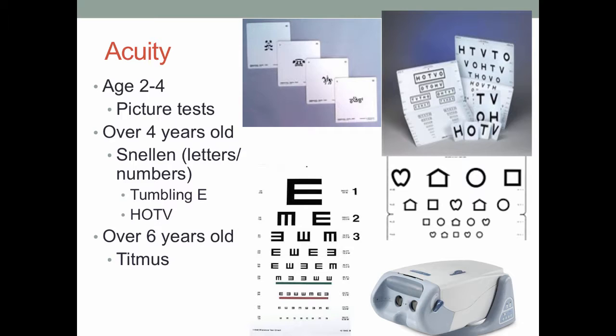As the child gets older, there's a variety of other visual acuity tests that you might use. Usually the pictures are appropriate for kids between the ages of 2 and 4 years. Over 4 years, you can use the Snellen with the letters or the numbers, depending on whether or not the child knows their letters and which the child is more comfortable with. And then over 6, you can use the machine. The one pictured here is the Titmus, which is just another way of doing visual acuity exams.